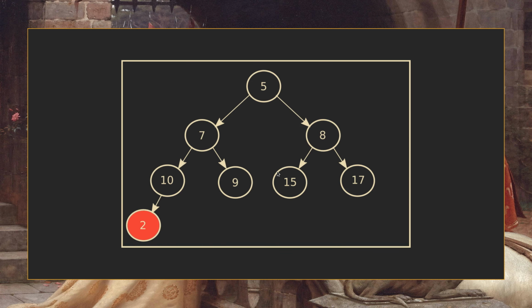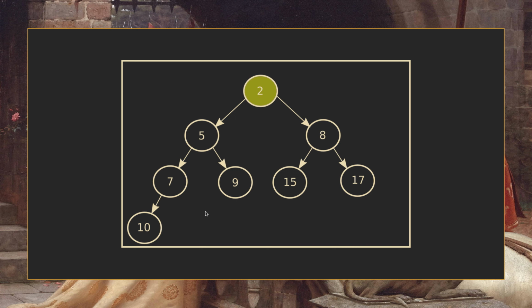Well, let's insert 2. We must stick the 2 here. The problem is that that violates the heap property, because 2 is less than 10. What if we just switch them? Swap 2 and 10. That fixes 10. However, you'll note we've now broken 7, so let's swap it again. And swap it again. And look at that. Our heap property is maintained.